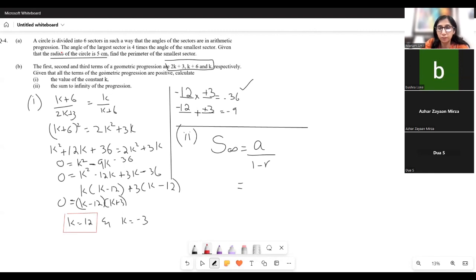So the terms are 2k plus 3, comma k plus 6, comma k. So the first term would be 12 times 2, 24, plus 3 is 27. The second term would be 12 plus 6, 18. The third term is 12. All right. So a is 27, and r is what?